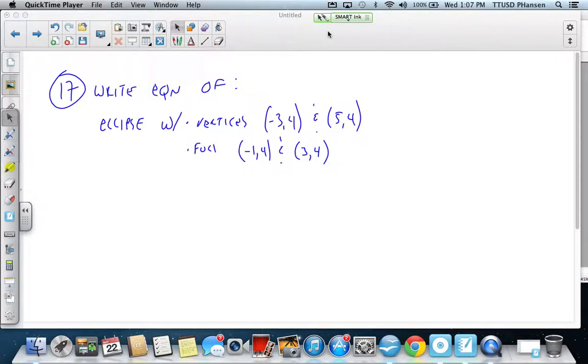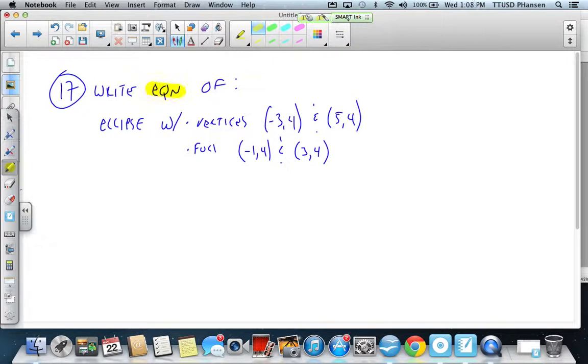Number 6, I believe, is asking you to write the equation of an ellipse, and they give you vertices and foci. And you'll see one like this on the quiz. So my suggestion is just do a quick sketch graph. It doesn't have to be pretty, but it will give you the idea of which form you're looking for.